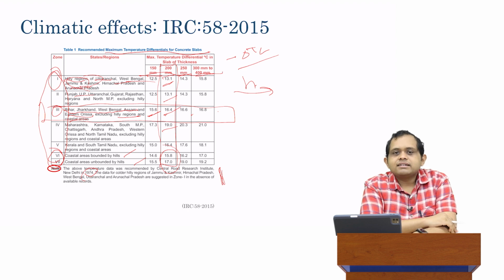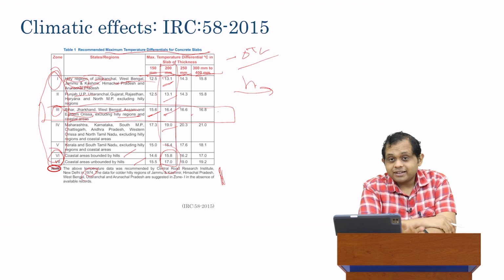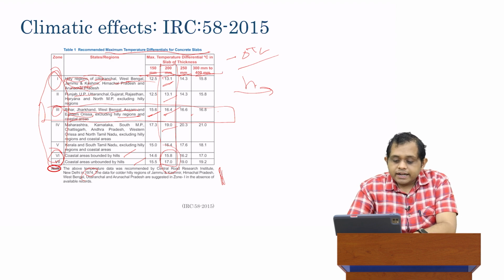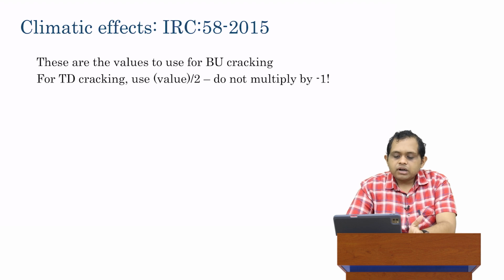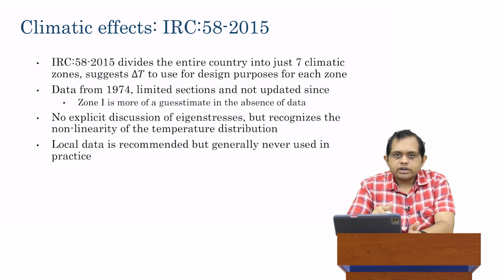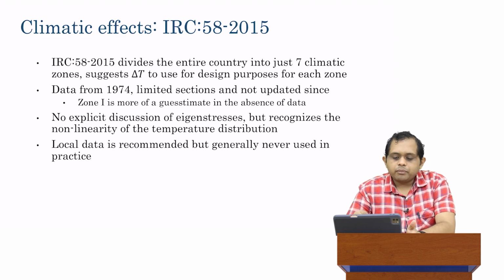I will take a hazardous guess that all of you were born after 1974. So, this data is older than all of you. The data for hilly regions of Jammu and Kashmir, including Ladakh, Himachal Pradesh, West Bengal, Uttarakhand, and Arunachal Pradesh, are suggested in zone 1 in the absence of available records. So, let me make some comments. I'll go back to the slide I just skipped.